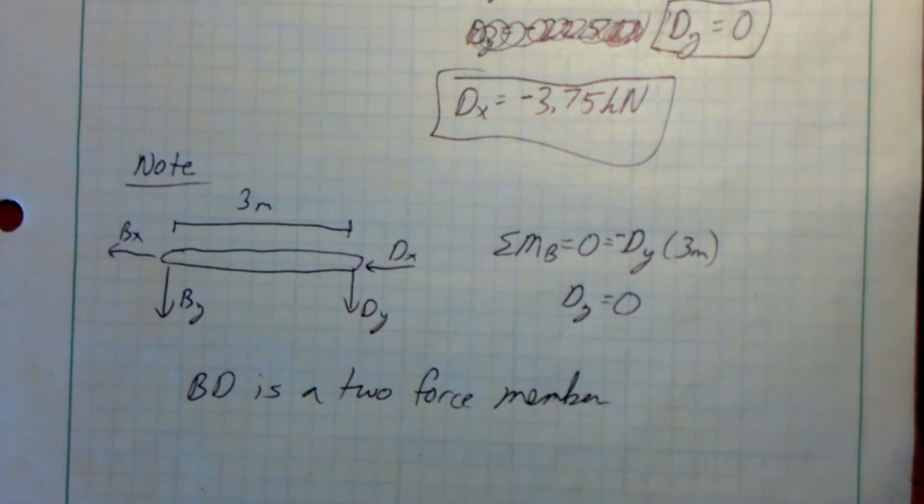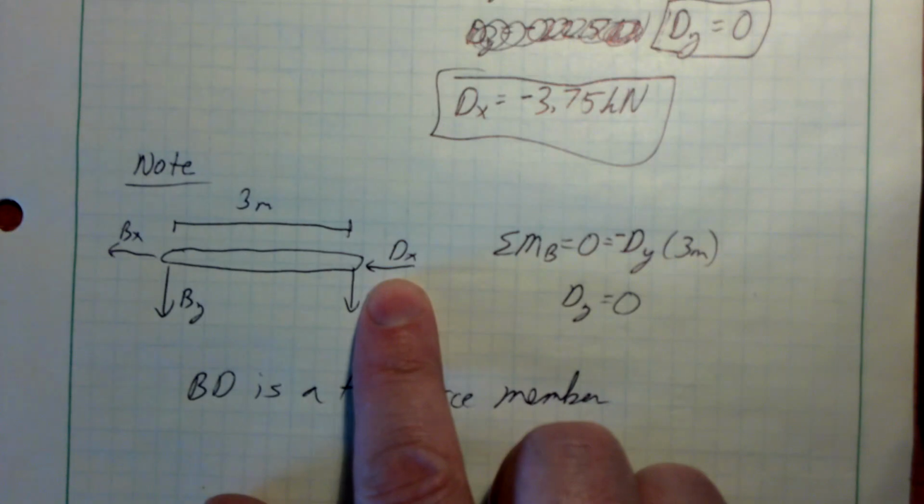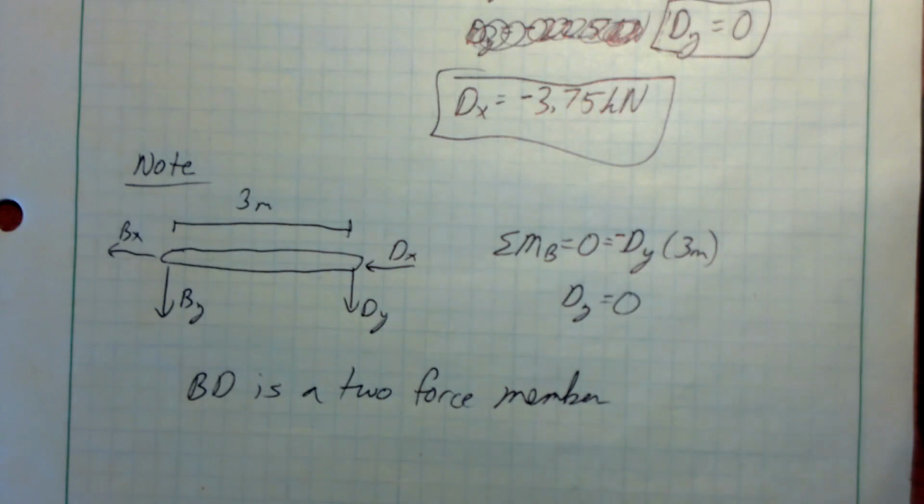So at any rate, as I've drawn it here, it actually ends up being in tension. I've drawn it in compression, and we found earlier that it was actually a negative value, so it's actually the opposite of this. So it's actually in tension at 3.75 kilonewtons. All right, that is a long video, but that's okay because the other one was short. I'm going to stop here.